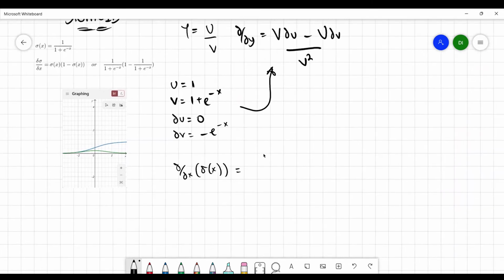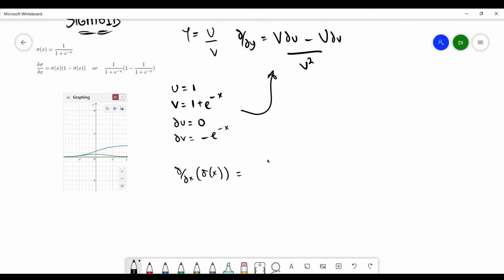Now, plugging these values into our formula, we have that d/dx of the sigmoid of x is v du. So our v is 1 plus e to the negative x multiplied by 0, which is du, minus, and we're going to put a little bracket over here, u dv. So u is 1 and dv is negative e to the negative x. All right, all divided by, I'm sorry about that line, all divided by v squared. In this case, it is in fact 1 plus e to the negative x, squared.